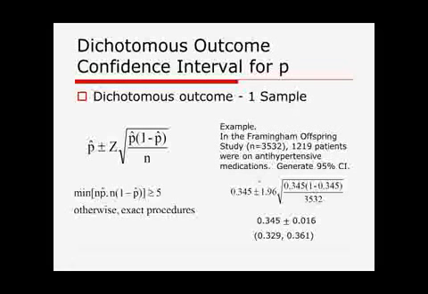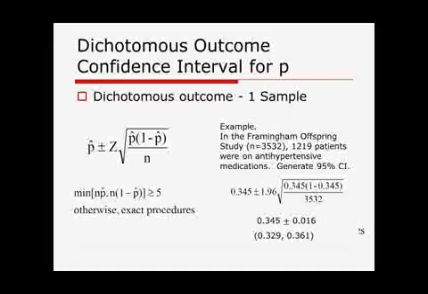Let's say we had a sample not of 3,500 people, but let's say we only had 35 people in our sample, and only 3 of them were on meds. Well, we don't meet that condition that you have to have at least 5 in each category. So in that case, if you only had 3 in the positive response, then you'd have to use the exact.